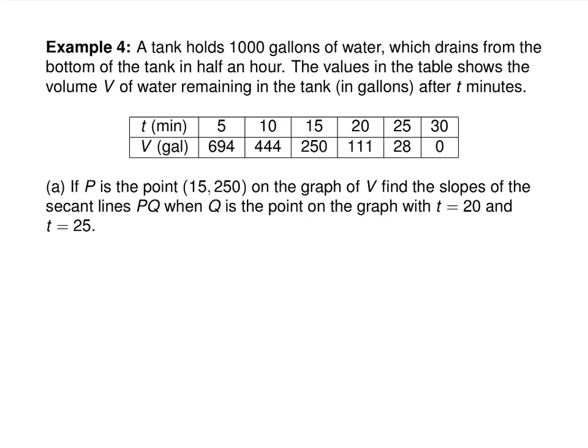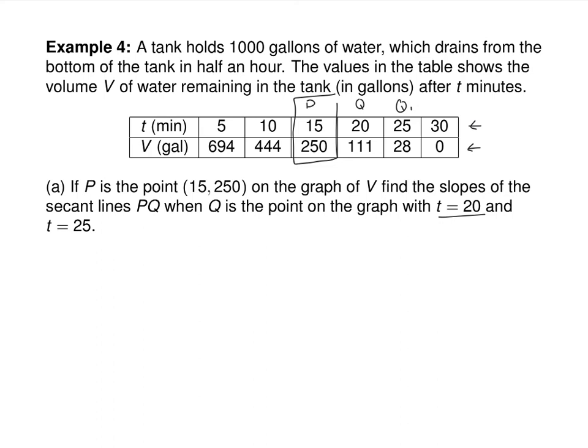So this table of values tells you the time and how much water is left in your tank at that particular time if the valve is just open and it's left to flow on its own with no pumps or any other devices. So if P is the point (15, 250), that point on the graph, we want to find the slopes of the secant lines when you have T equals 20 and T equals 25. And this will estimate how quickly the water is leaving the tank over those time intervals. It finds the average velocity of the water in some sense.